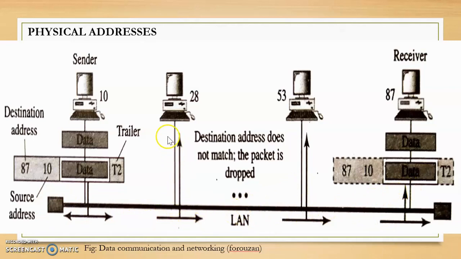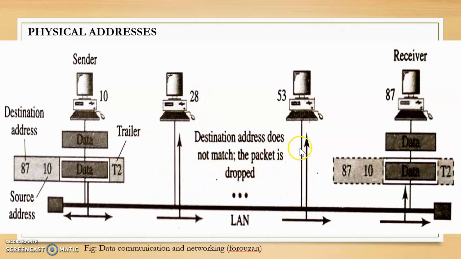First it will be sent to this one, that is the device having MAC address 28. But once the frame reaches the data link layer of this device, it will know that the MAC address of the receiver is not matching with its own MAC address. The MAC address of the receiver in the frame will be 87 and its own MAC address is 28, so it will know that the MAC addresses are not matching, so the packet will be dropped.